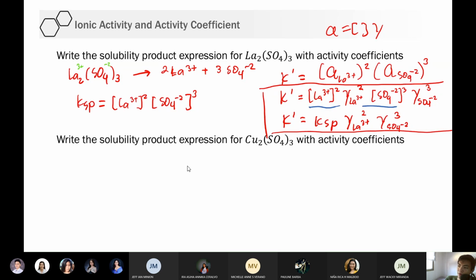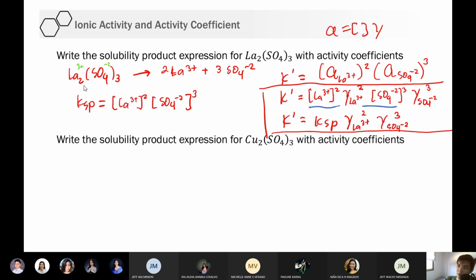How about here for this one? We have copper 3 sulfate. This is an uncommon ion, not widely used, because copper is usually positive 1 and positive 2. But in our case, copper is positive 3 in charge. So this is quite weird.